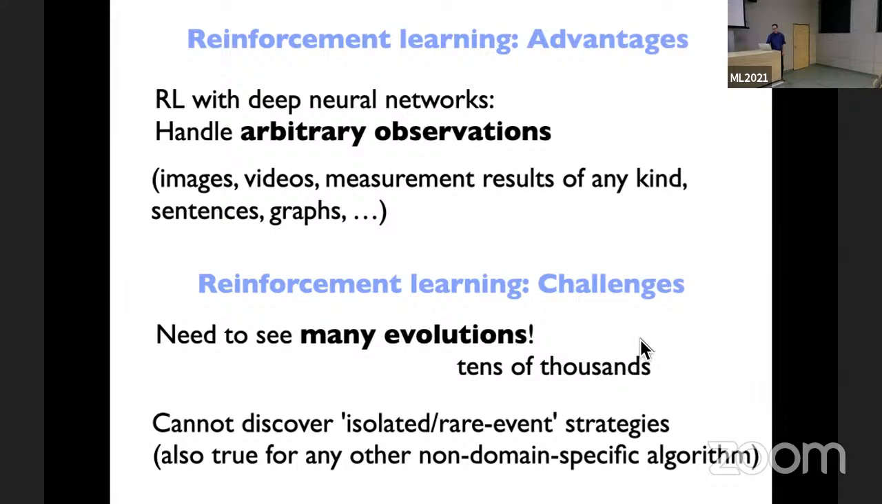There are, of course, also challenges. So first of all, you need to see very many evolutions. We are talking about tens of thousands of evolutions that you need to try out in order to find a meaningfully improved strategy. And also, I mentioned last time, if the optimal strategy is very isolated, so there are many strategies that would give you 0 reward, and only one strategy that is the magic strategy that gives you some reward, that is not something that reinforcement learning is good at finding. Basically, then there is only brute force. Okay.